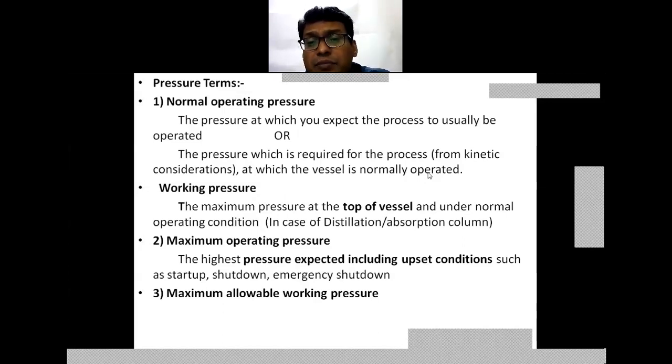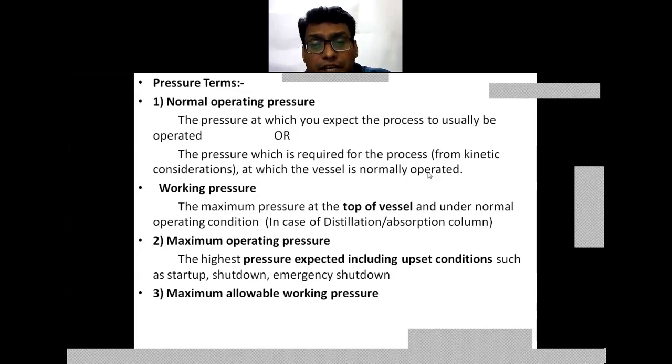So this pressure, the normal operating pressure, is the pressure at which the process is usually operated or is supposed to be operated. It is the pressure required for the process, at which the vessels are normally operated. Sometimes that is also called the working pressure. That is the maximum pressure at the top of the vessel under normal operating conditions. So operating conditions and working conditions are more or less the same thing.